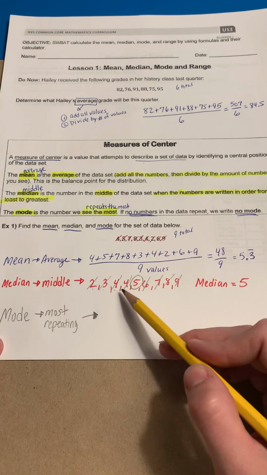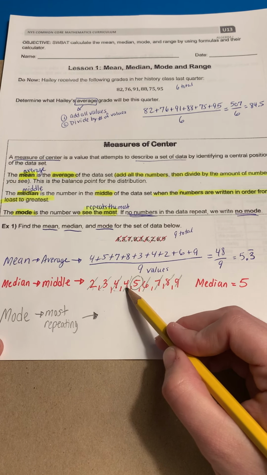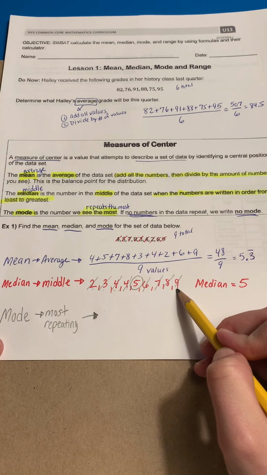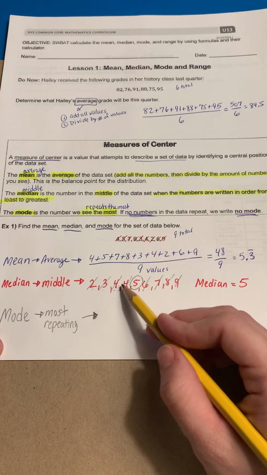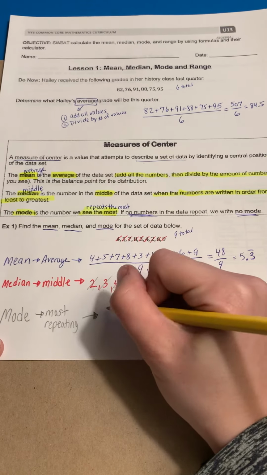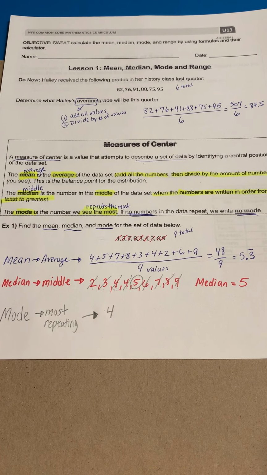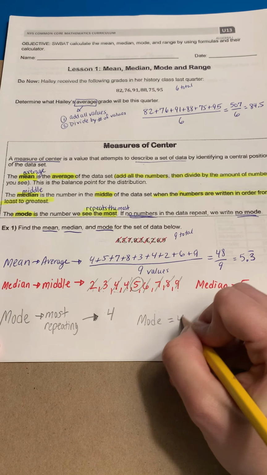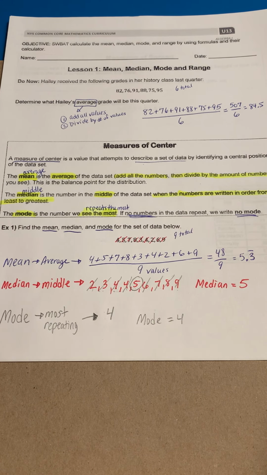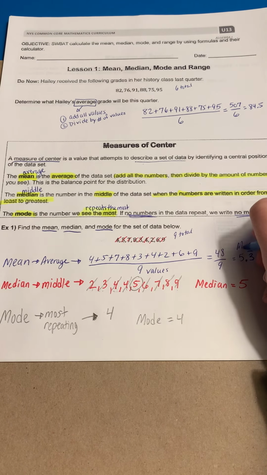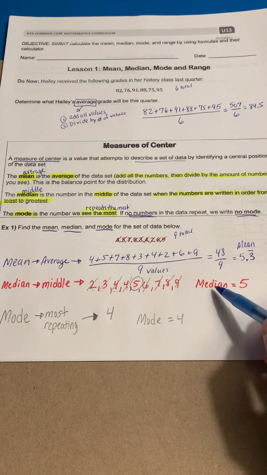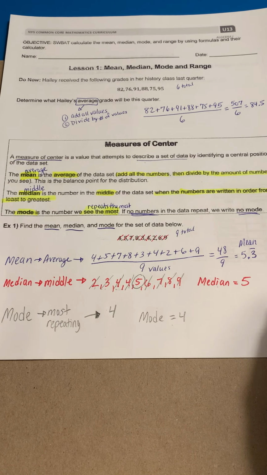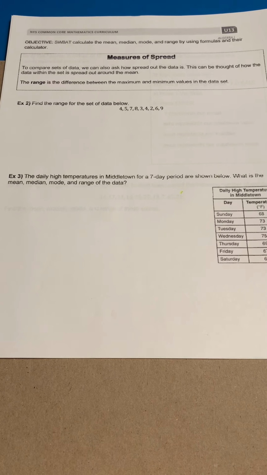4 repeats because it's there twice. So 4 is there twice, let's just keep going. 5 doesn't repeat, 6 doesn't repeat, 7 doesn't repeat, 8 doesn't repeat, 9 doesn't repeat. So all I have is 4 that repeats. It repeats 2 times. So 4 repeats the most. So 4 is my mode. So that's how you find the mean, the median, and the mode, all by hand. Okay? Next page.